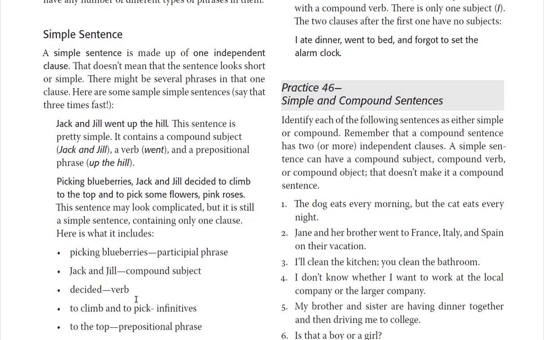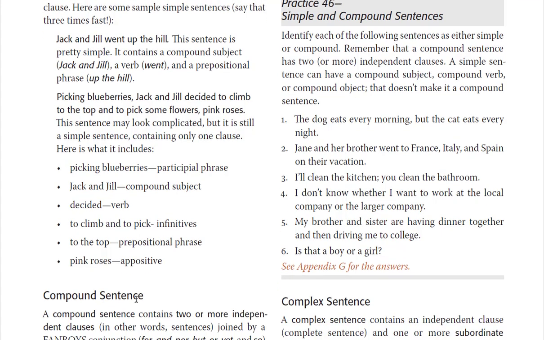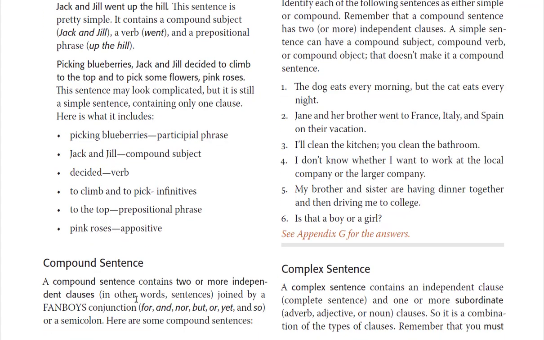Picking blueberries, a participial phrase. Jack and Jill, compound subject. Decided, verb. To climb and to pick, infinitives. To the top, prepositional phrase. Pink roses, an appositive. Second kind of sentence is a compound sentence.